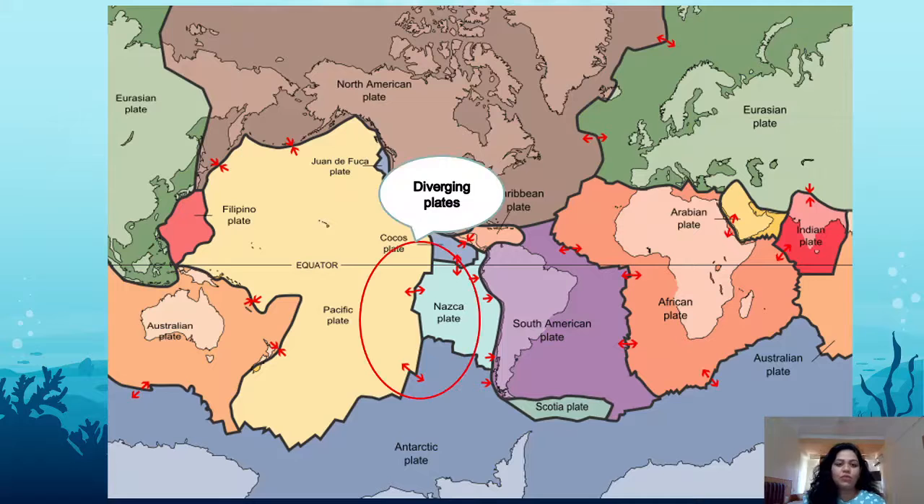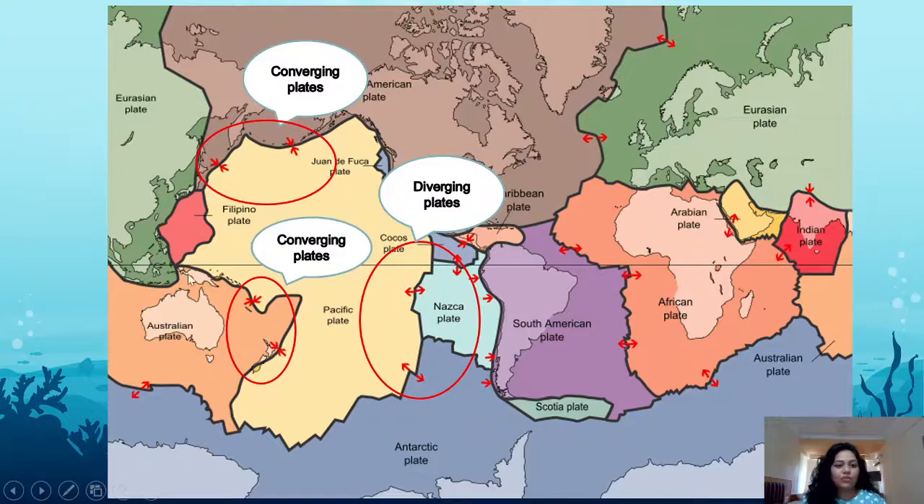As you can see over here, the Nazca plate and the Pacific plate, the arrows seen over here, they are moving away from each other. So they are diverging plates. The arrows shown towards the American plate and the Filipino plate, or the Australian plate and the Pacific plate, are pointed towards each other, meaning that they are moving towards each other, or the converging plates.